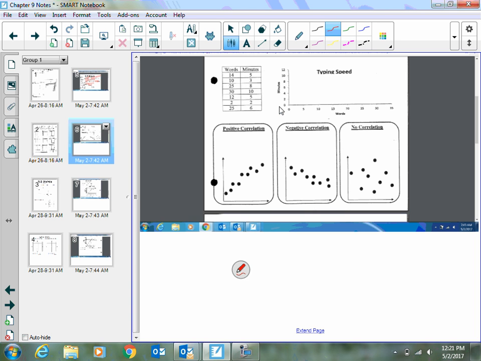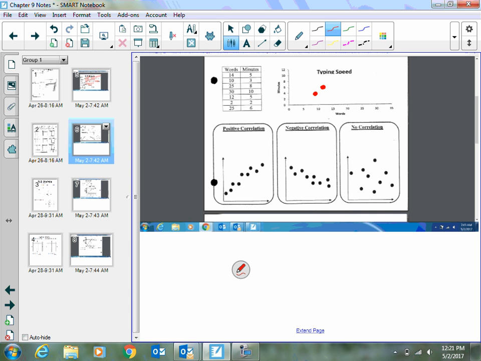So all you are doing is really making points on the scatter plot. So you go over to 14 because it's words. So 14 words in 5 minutes, and you put a dot. You're just putting all of the dots on your scatter plot. So you go over to 10 up to 3. So in 10, I can type 10 words in 3 minutes. You should have a bunch of points on there. Keep going.